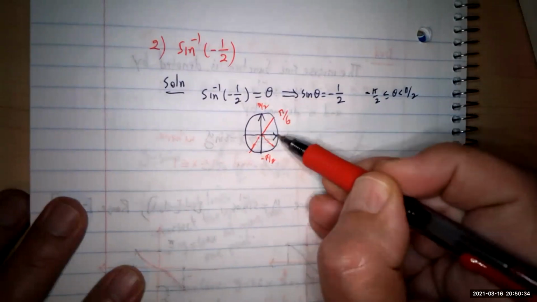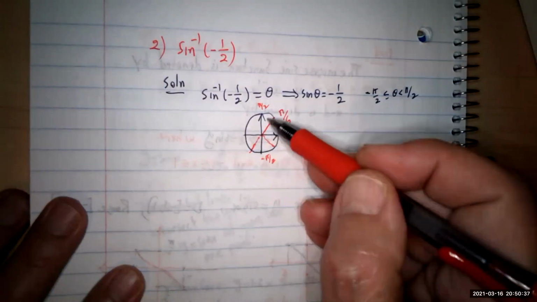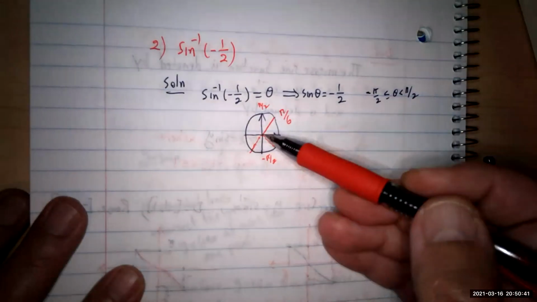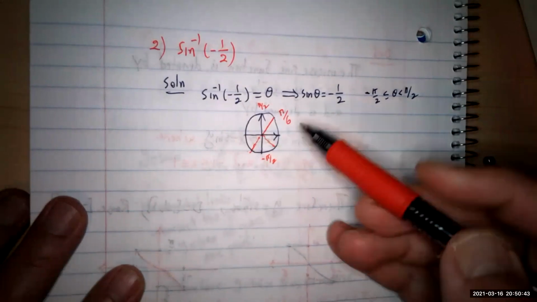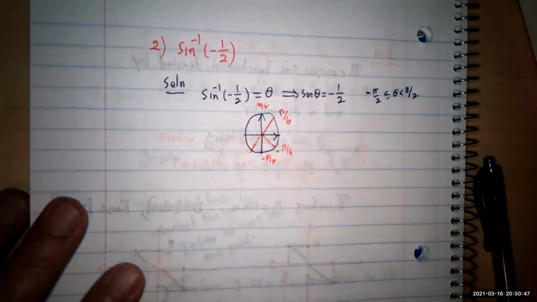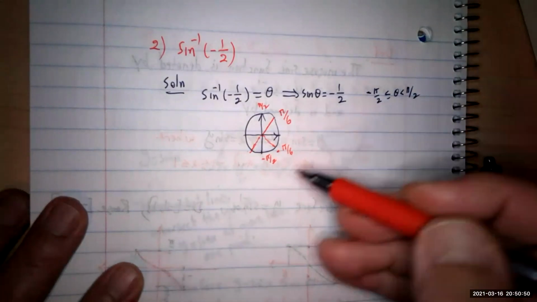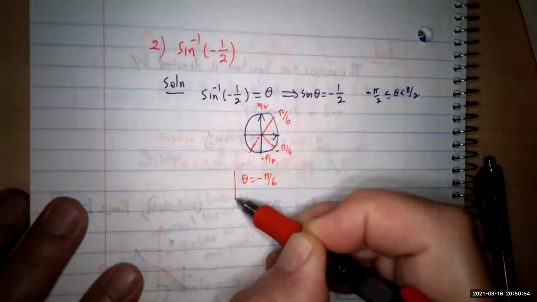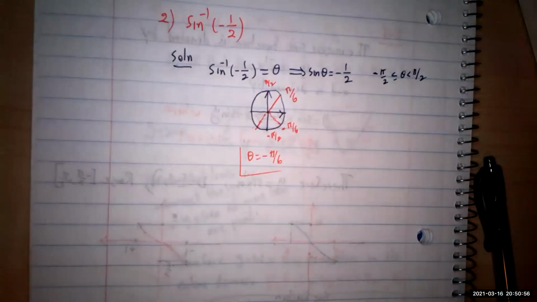This number is 330 degrees, but since you want it to be negative, this is 30 degrees, so it is going to be negative 30 degrees, negative pi over 6. So your theta is equal to negative pi over 6. Any question? It's very important to pick the correct one.